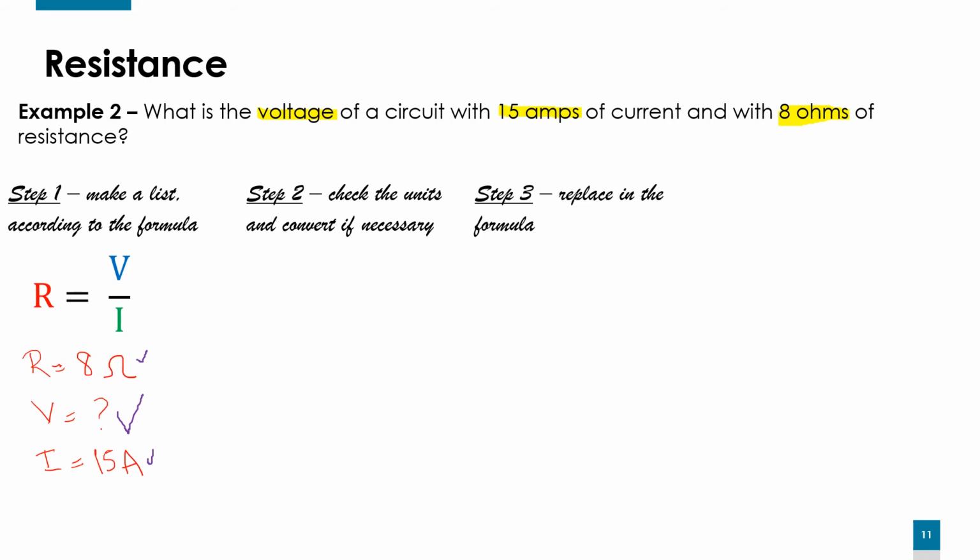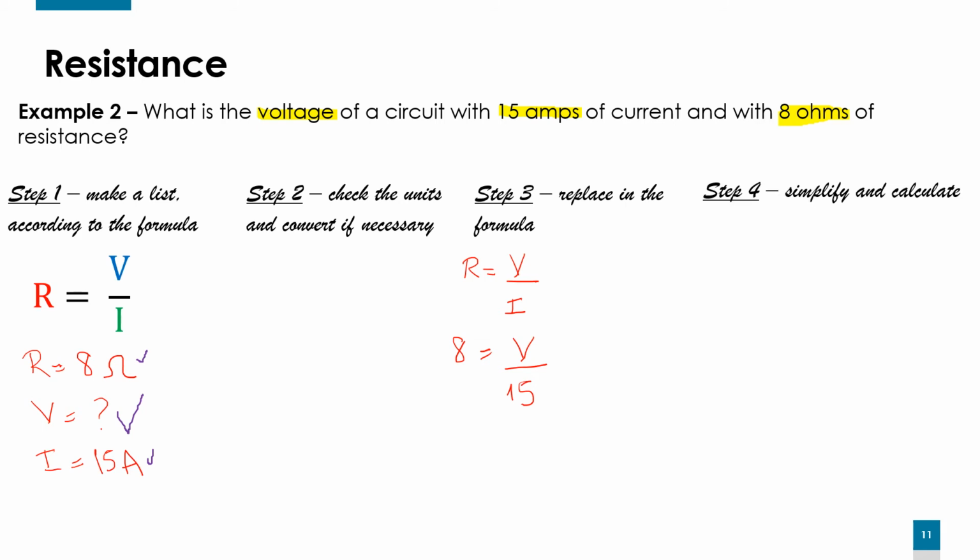Step 3, replacing the formula. So let's replace in the formula. Here I have my formula: R equals V over I. So resistance 8, V I don't have, and I is 15.